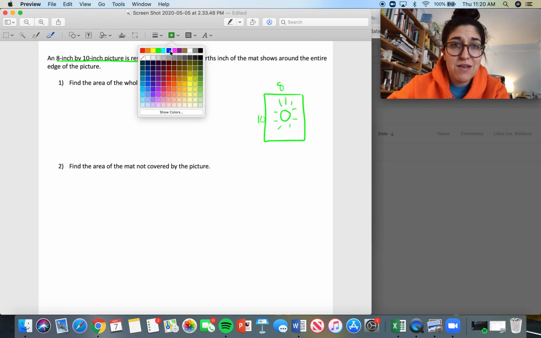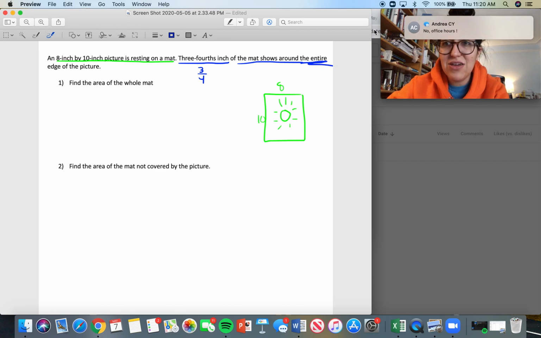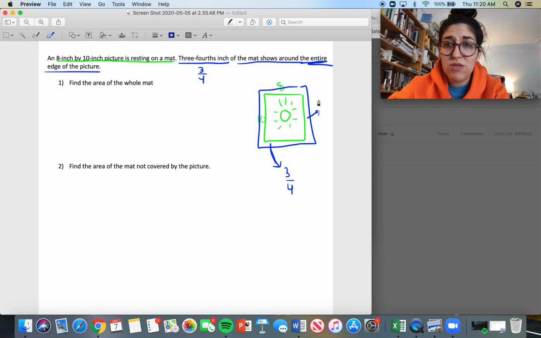The problem then tells us 3/4 of an inch. And that's right, 3/4 of an inch of the mat shows around the entire picture, right? So that means that around the picture, I'm going to go around the picture, and I know that this is not a great drawing, but what's showing here, or what we can see on each side, is 3/4 of an inch, right? And on this side too, because it says around the entire picture, I know that this is also 3/4 of an inch.